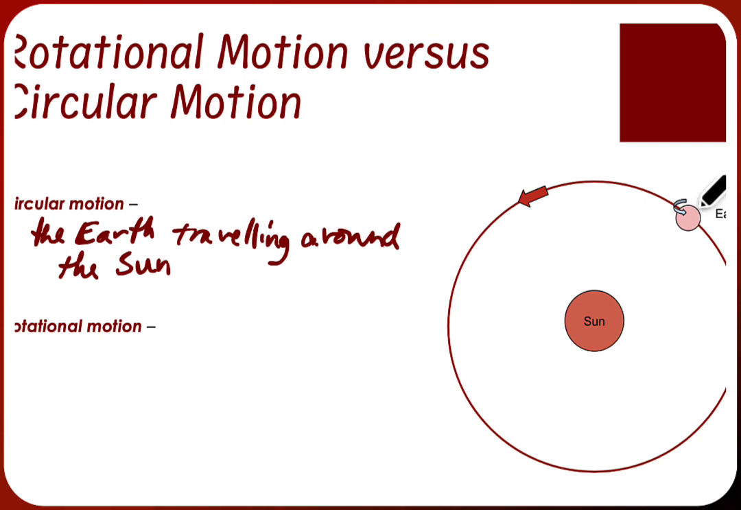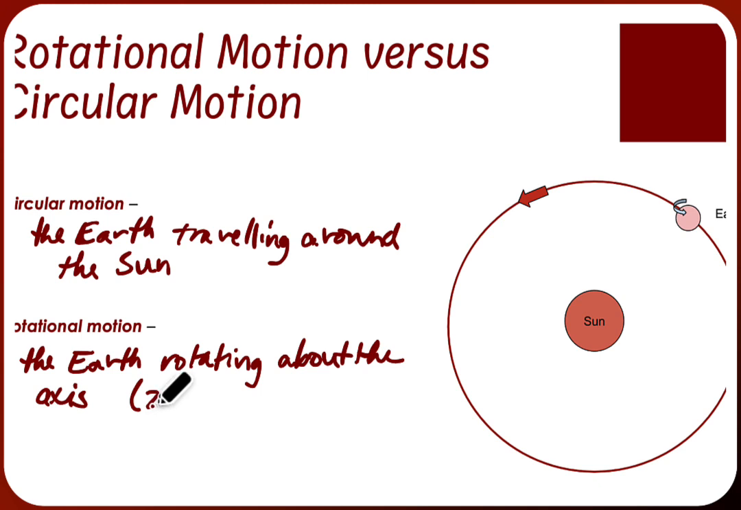But I also have an example here of rotational motion, and that's what the earth is doing every 24 hours. We have an axis, and the earth is just spinning about the axis, not about a central point, but an axis that goes through the earth itself. So this is 24 hours, and this one was 365 days.